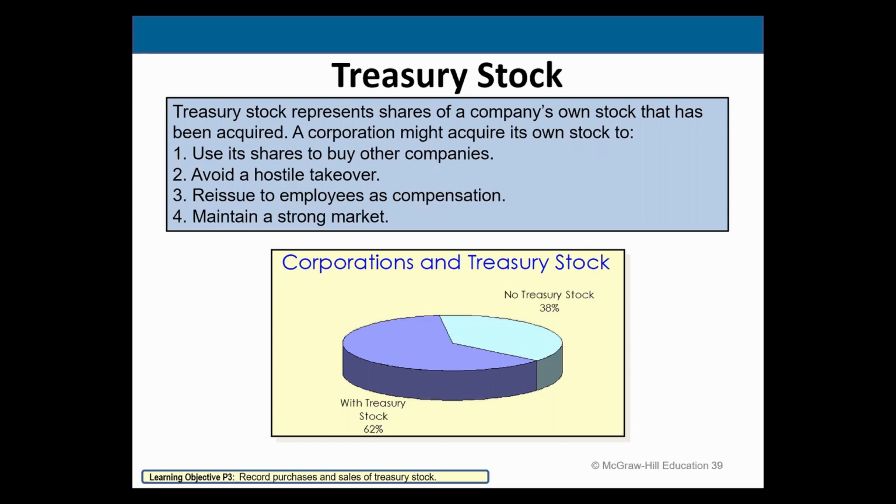A corporation's reacquired shares are called treasury stock, which is similar to unissued stock in several ways. First, neither treasury stock nor unissued stock is an asset, and neither receives cash dividends or stock dividends, and neither allows the exercise of voting rights. This graph illustrates the majority of corporations have some treasury stock.